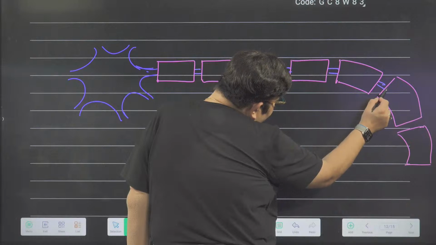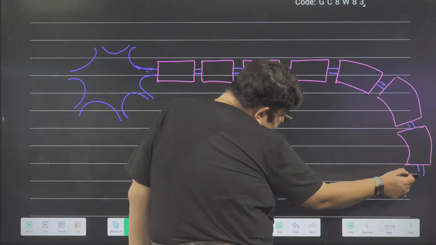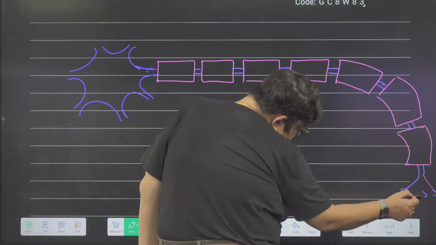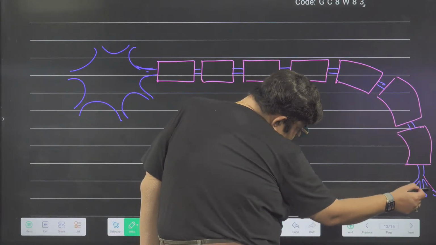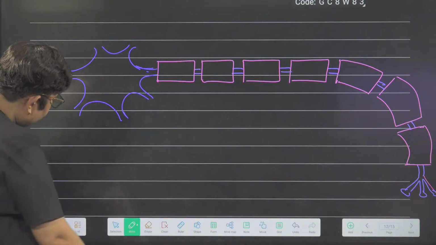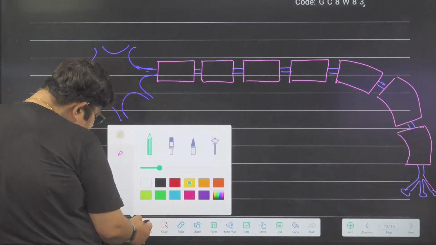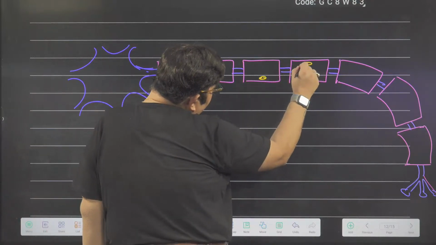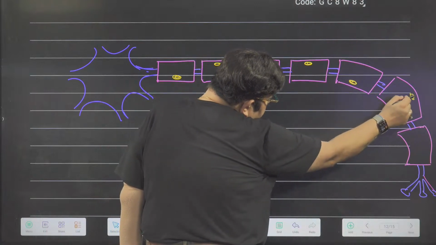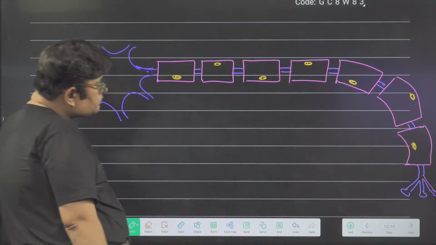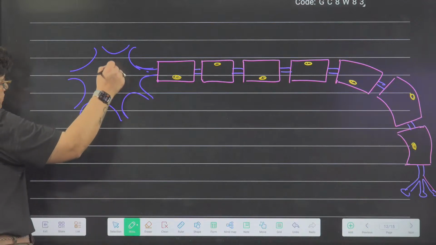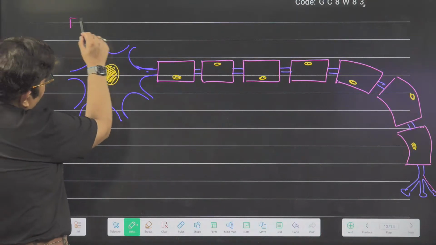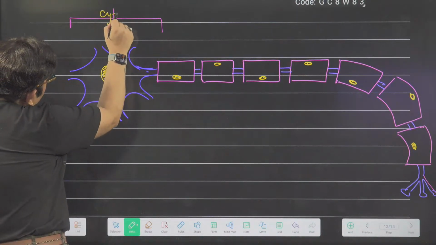And this is the axon that you see. This is the axon terminal. These are legitimate cells, beta. That means they have nuclei. This is the nucleus of the cell body or cyton. Cyton or cell body.